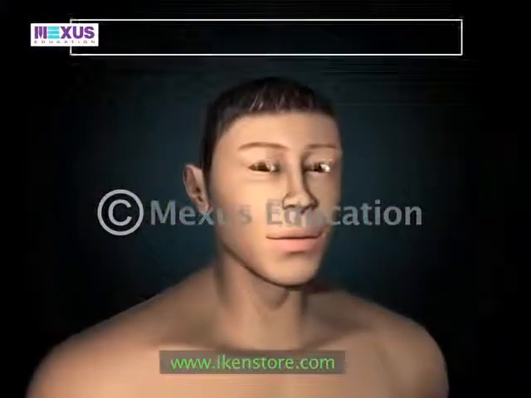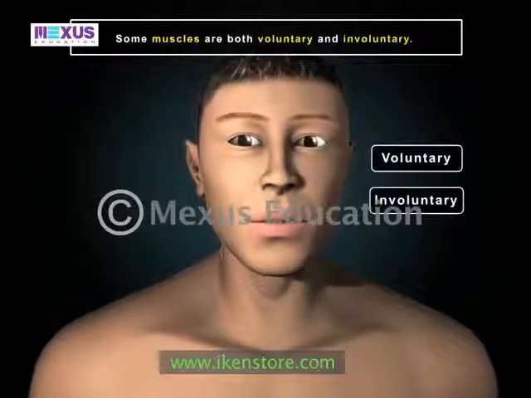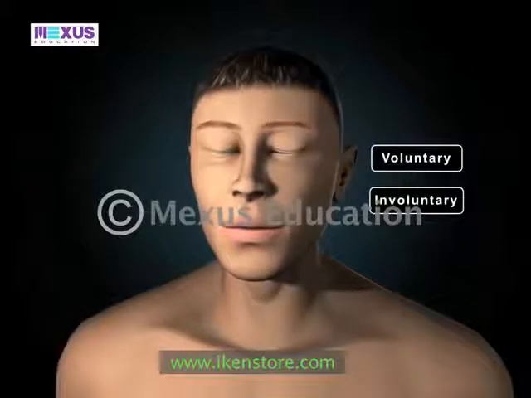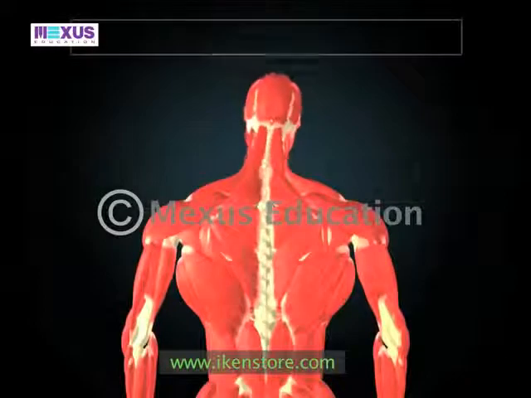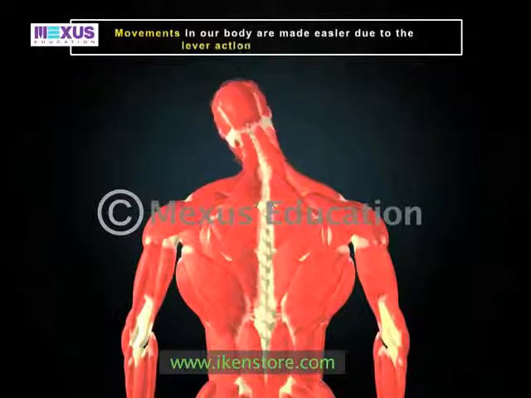However, there are some muscles that are both voluntary and involuntary. The eyelids are an example of this type of muscle. Movements in our body are made easier due to the lever action in the skeleton.